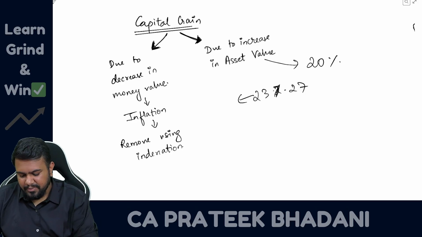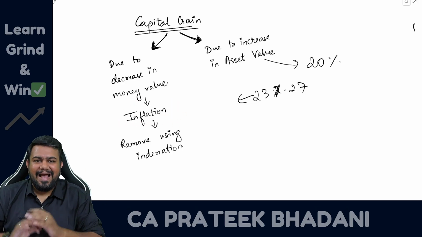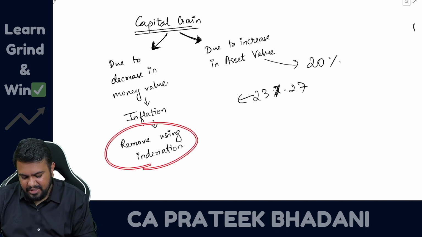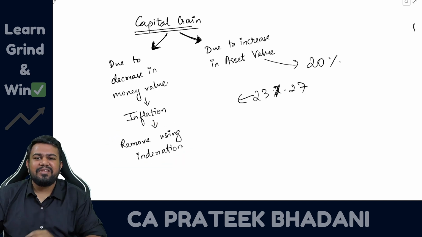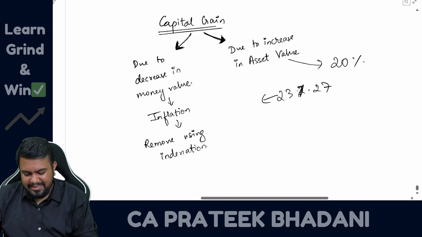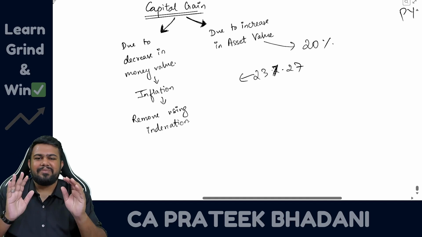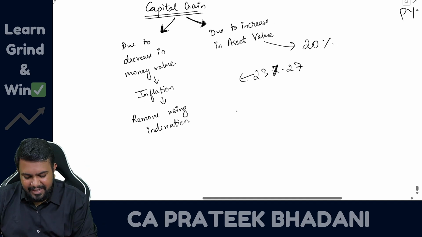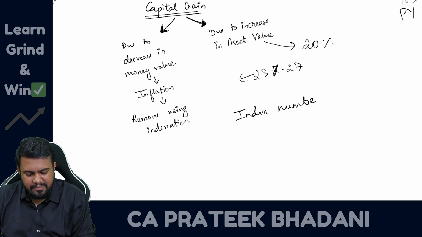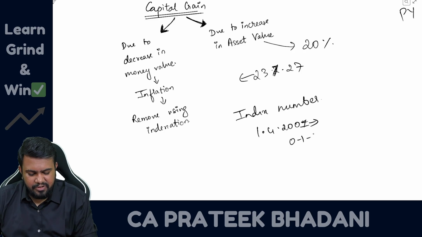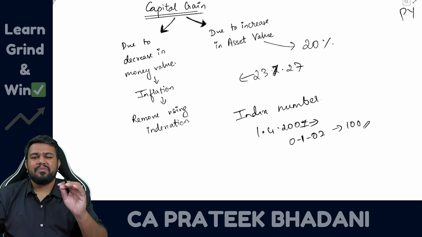Now the question comes, sir, how will you remove this inflation from the asset price? The answer is using indexation. Now what is this indexation? The indexation concept is very simple. The government will give index numbers. It started from 1/4/2001, and the first index, for 2001-2002, was 100.